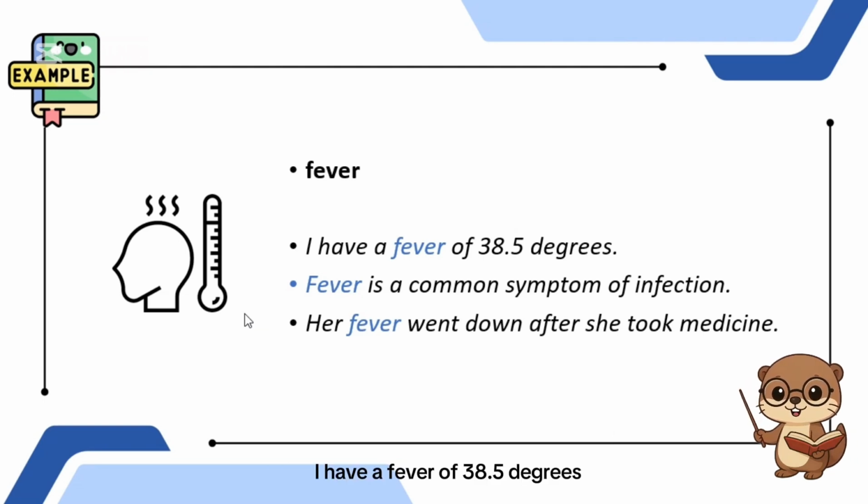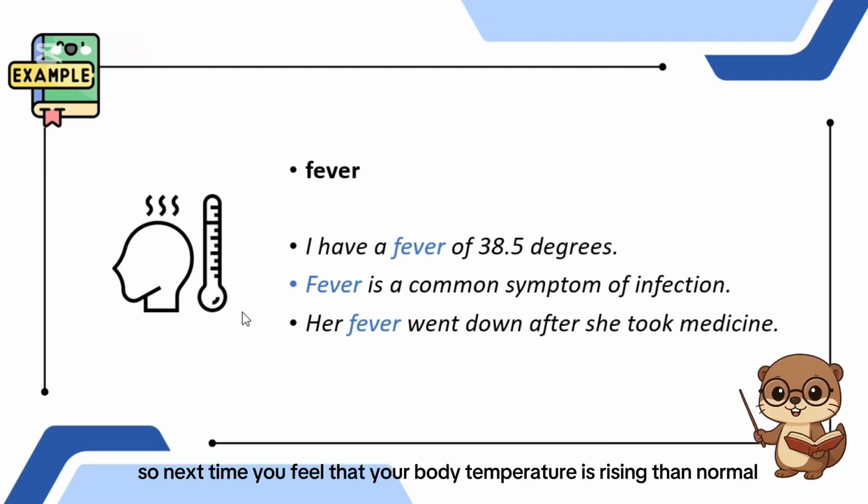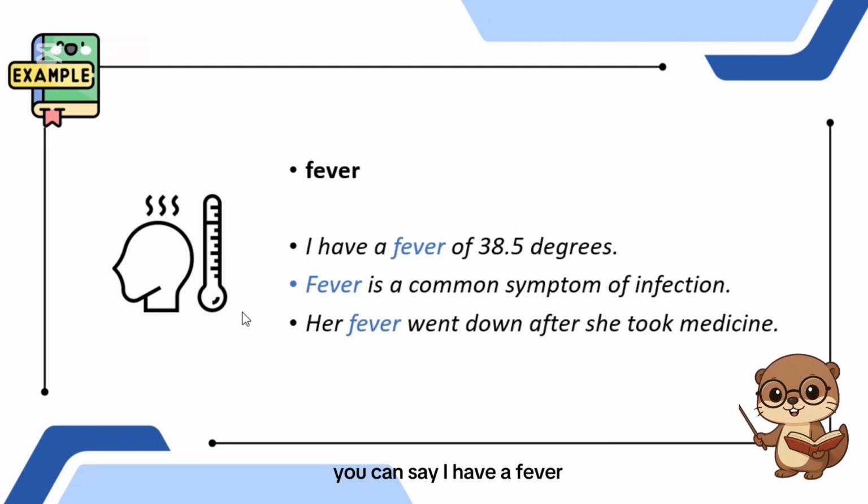I have a fever of 38.5 degrees. Fever is a common symptom of infection. Her fever went down after she took medicine. So next time you feel that your body temperature is rising than normal, you can say, I have a fever.